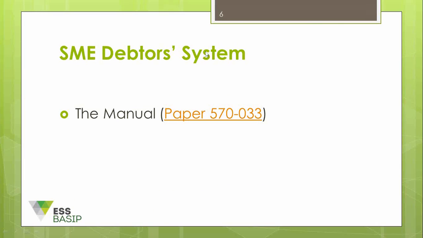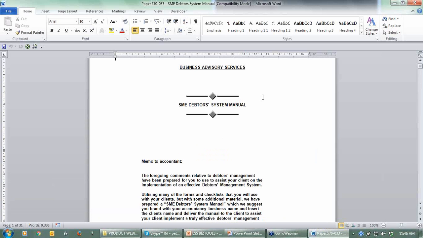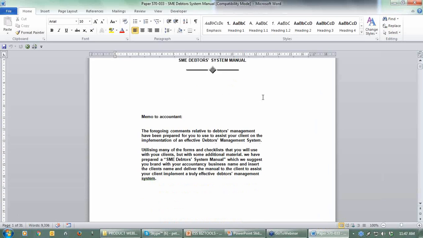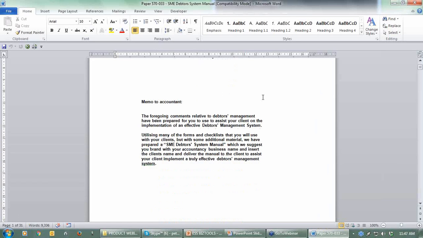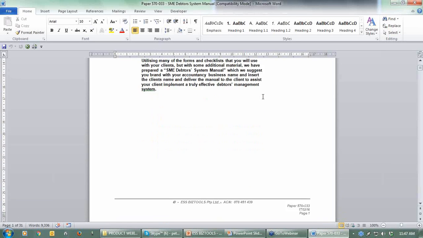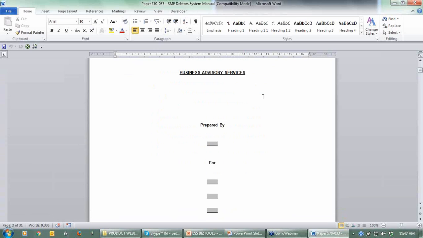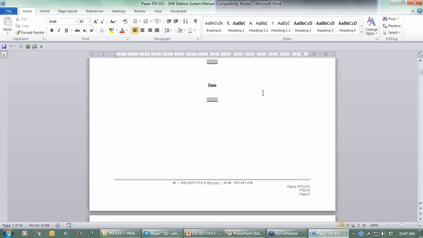So what we're going to do now is actually go on to the template of the debtors manual. The memo to accountant you would remove before handing this document on to your client. That's just a note to you. You would badge the document prepared by your firm for the name of your client and date it. And that will help considerably when you're looking at regular reviews.